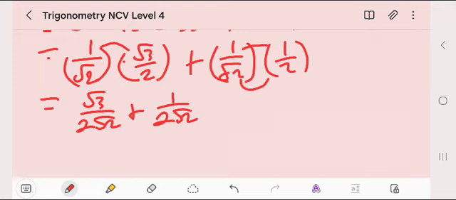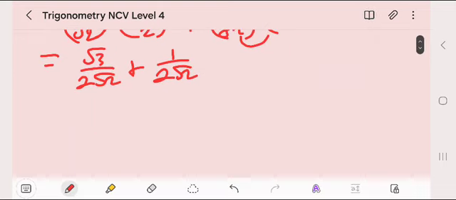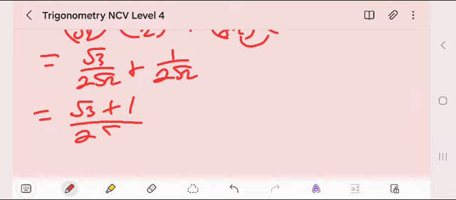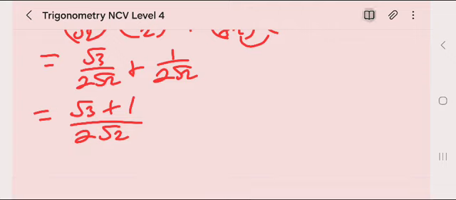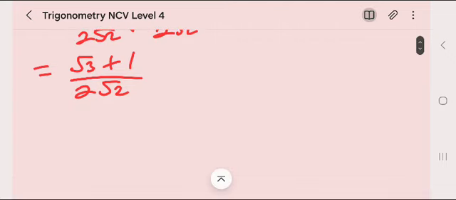Since the denominators are the same, we simply take square root of 3 plus 1, over 2 root 2, which is 2 multiplied by root 2.